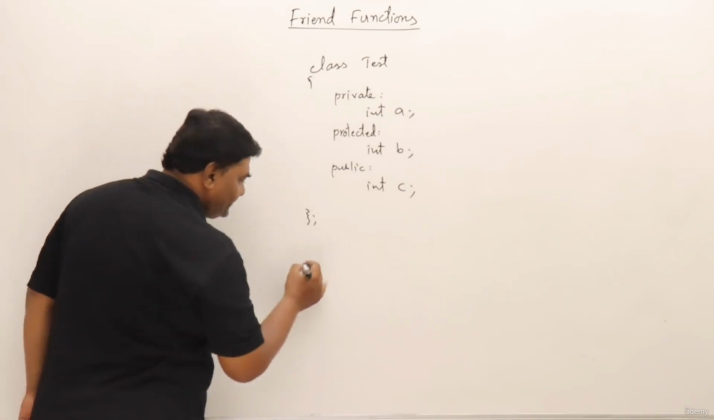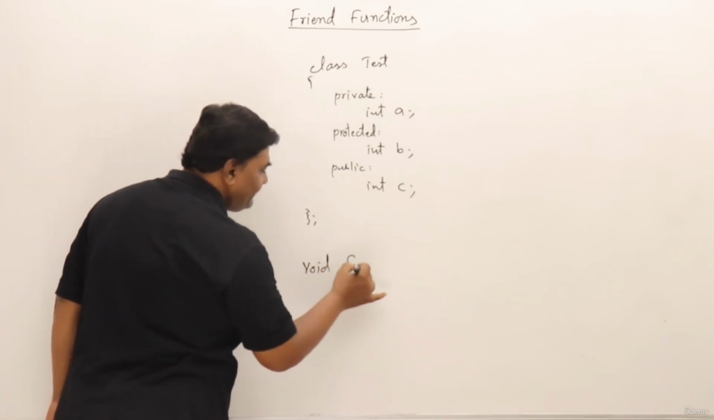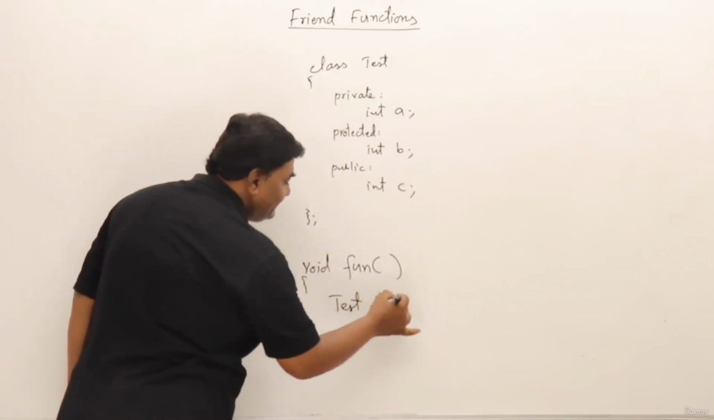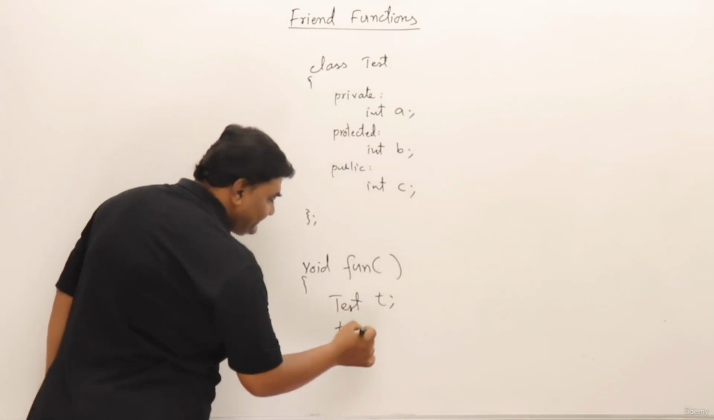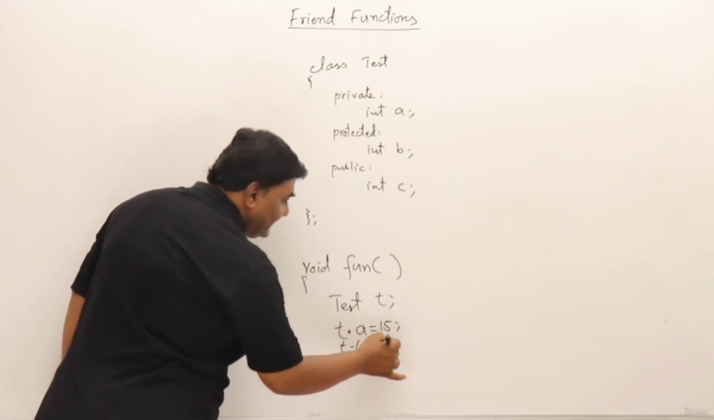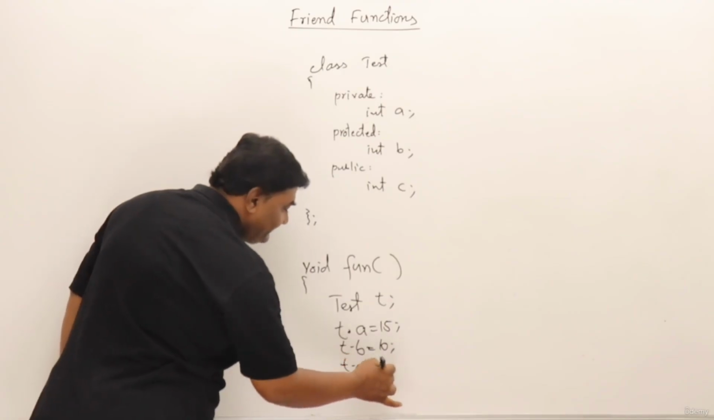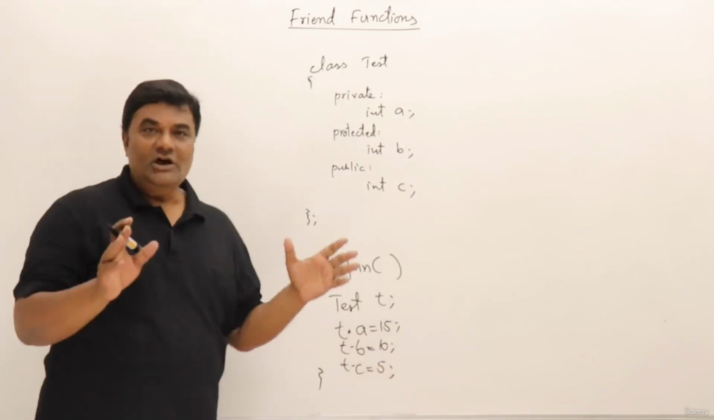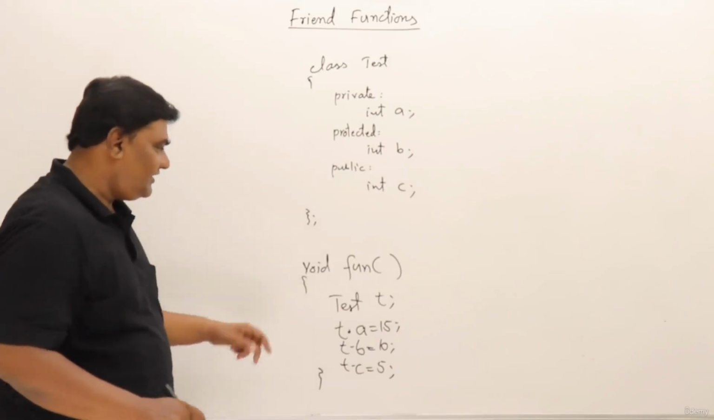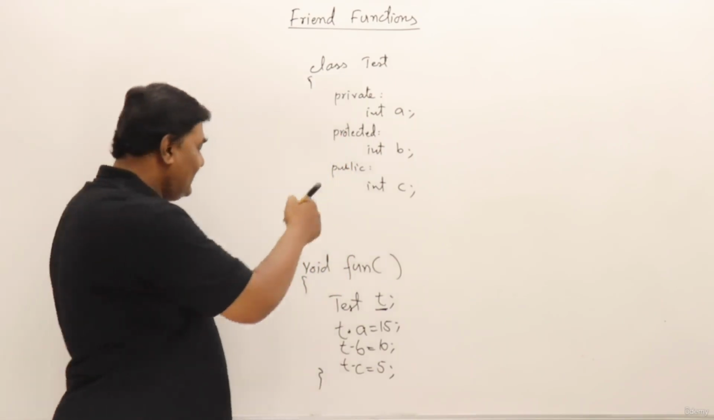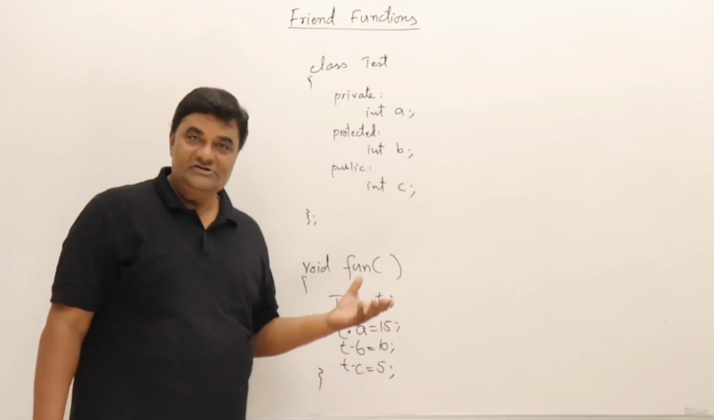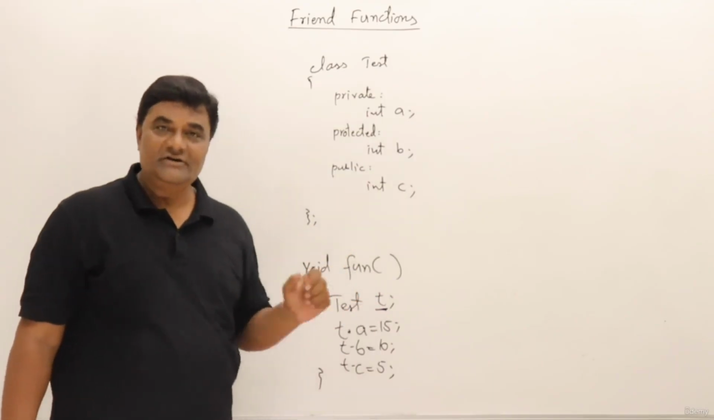Now I will write one function, void fun. This is creating an object of class Test, t. Can this function access t.a, assign some value 15, and t.b assign 10, and t.c assign 5? I want to do this. Now I have an example to discuss this. I have one function called fun, which is having an object of this class, and I want this function to access all the members.